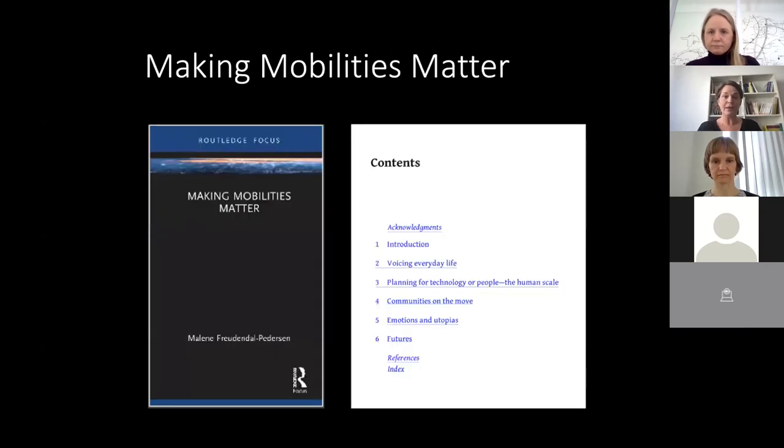And the last thing I wanted to do was just make a commercial for my new book, Making Mobilities Matter, that is coming out now. A lot of the things that I've been talking about here is basically what is in this book, just more expanded. You can see I also have chapters 4 and 5 on communities and emotions, because I think those are two very essential elements in people's lives that we need to take more seriously. Thank you very much for the time.